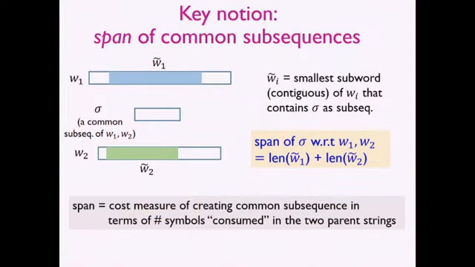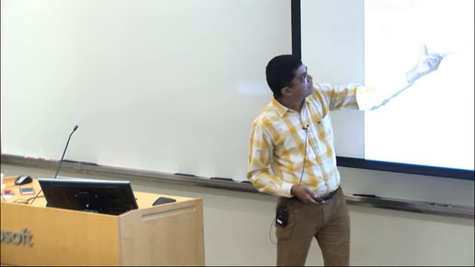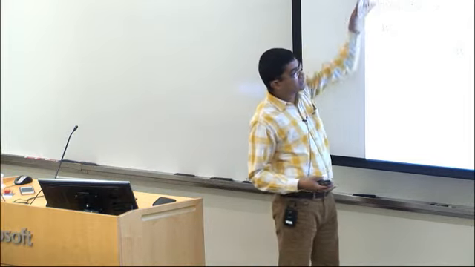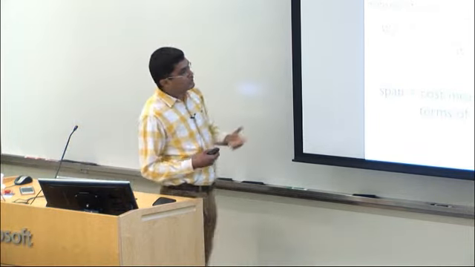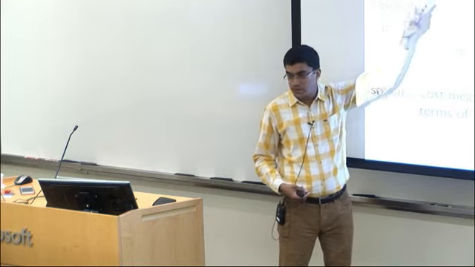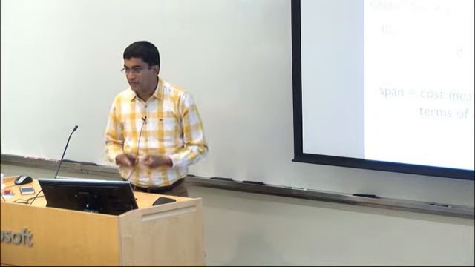A little bit more detail: one useful notion we work with is the notion of a span. Suppose you have two sequences W1 and W2 and you create a common subsequence sigma. You can ask what is the smallest contiguous string containing sigma in each, and you simply sum up the lengths. That's called the span of sigma with respect to these strings. Intuitively it's a measure of how costly it is to create sigma. Clearly the span is at least twice the length of sigma, because you need to find sigma in both of those. But if it's much more than twice, then you're paying a bit of a price to get a common subsequence like sigma.